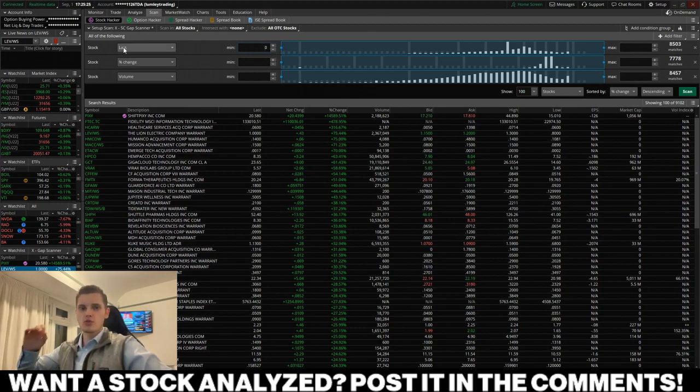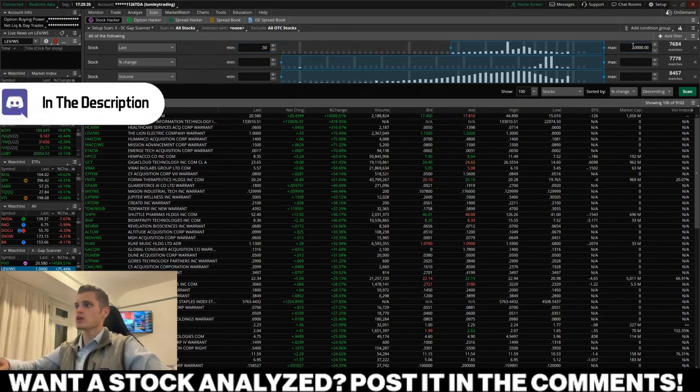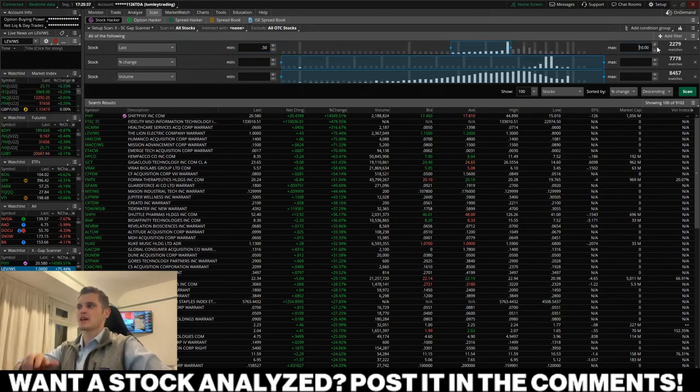So last, all this means is what was the price the stock last traded at. So if you're a small cap trader, for example, you're probably looking for stocks between, say, 50 cents or $1 to a maximum price of maybe $10. So now this will only show us stocks that are trading between 50 cents and $10.